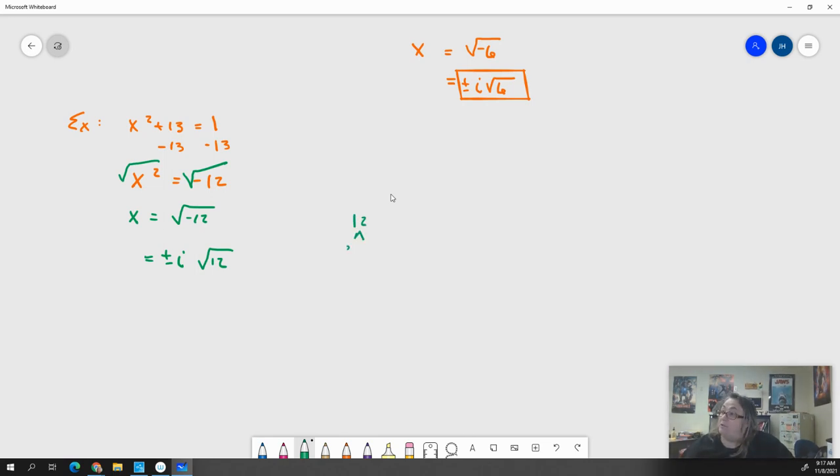We have to look at 12 as maybe 3 times 4 or 2 times 6, which is then 2 times 3. But we know that this is a perfect square we can pull out. And so we get plus or minus 2i, and then back underneath has to go that 3 that doesn't have a pair, right? That's not a perfect square. So that's a little something to play with.